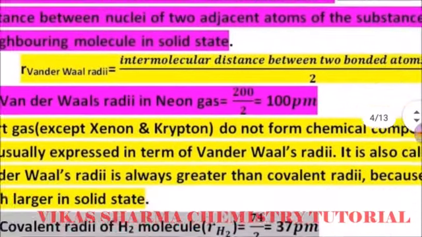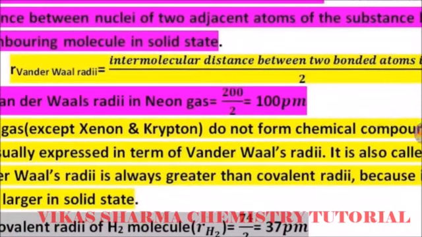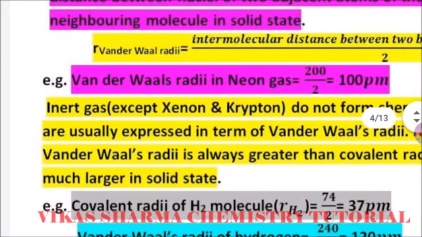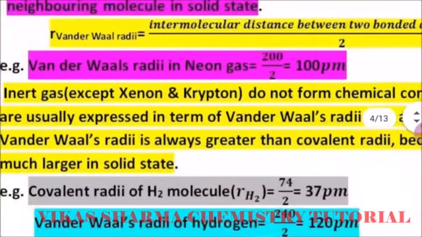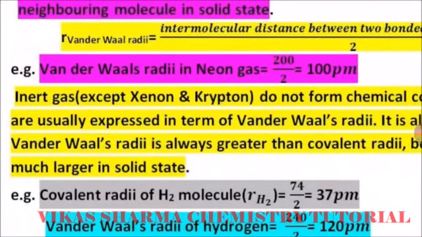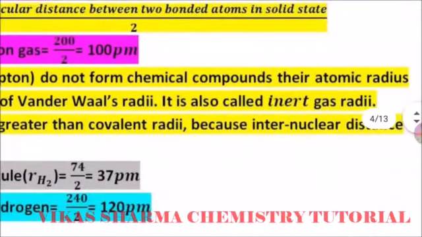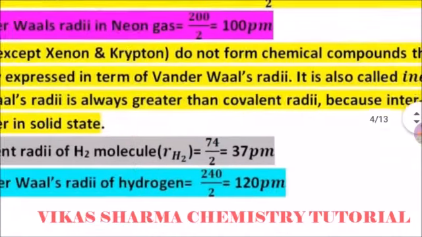For example, the van der Waals radii in neon gas: the internuclear distance is 200 picometer divided by 2, so it is equal to 100 picometer. Inert gases except xenon and krypton do not form chemical compounds. Their atomic radius is usually expressed in terms of van der Waals radii. It is also called inert gas radii.